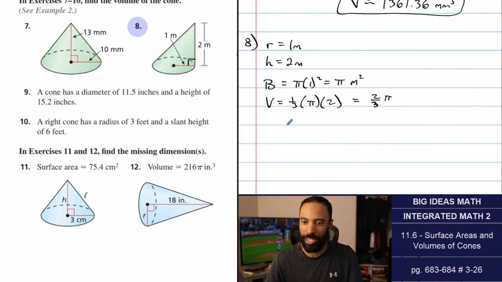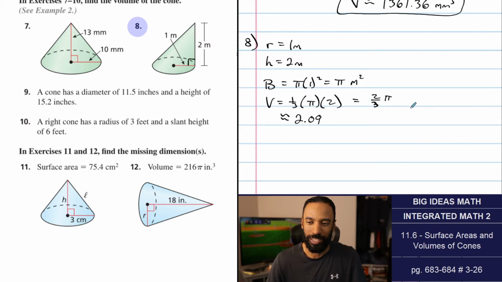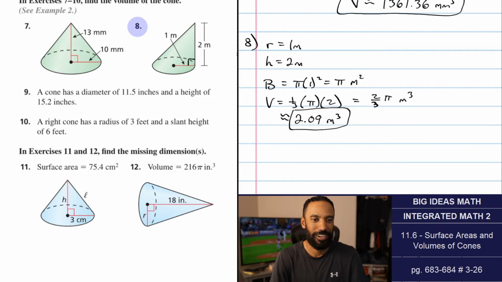2.09. I feel like something went wrong, that it's just 2, like, okay. So cubic meters, 2.09 cubic meters. I'm just like, yeah, no, I don't know. Do you trust it? Sure, why not? It looks perfect. All right, number 9.